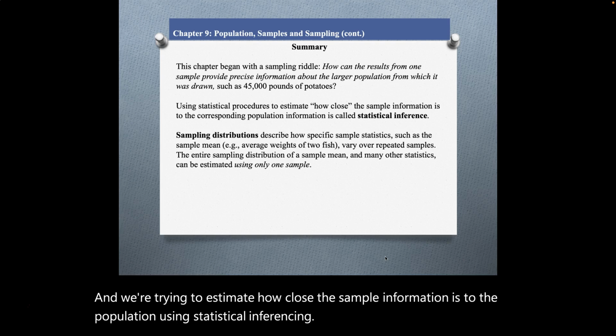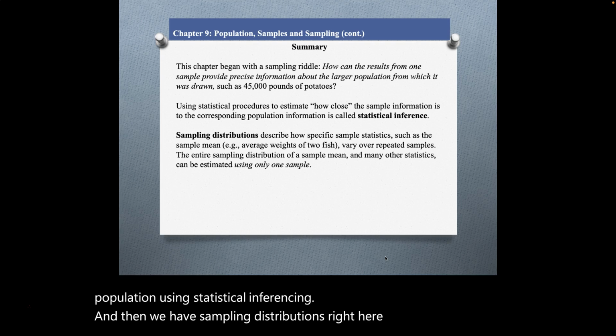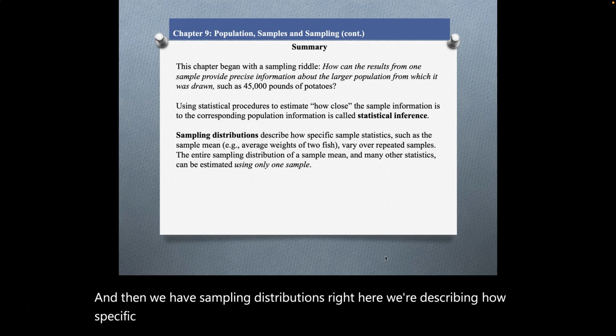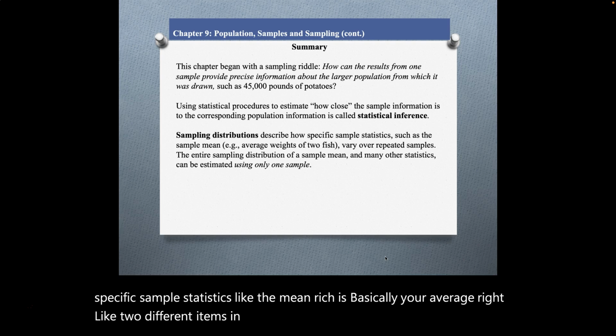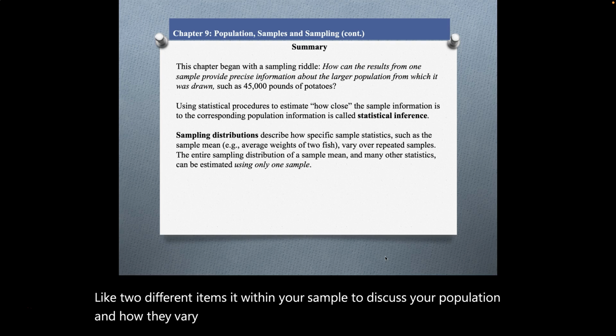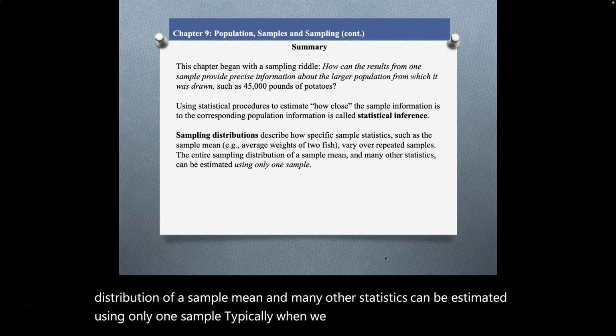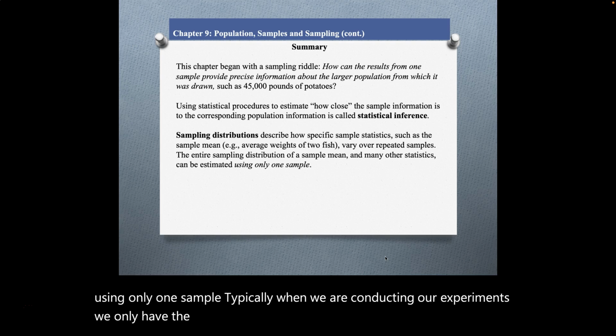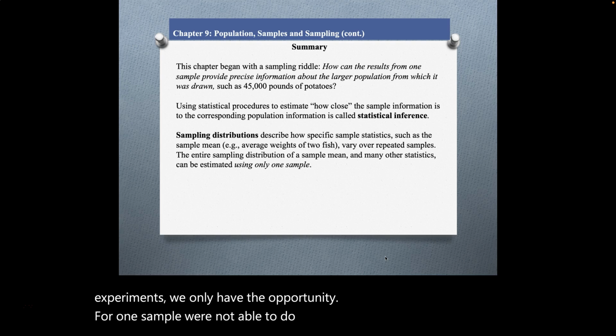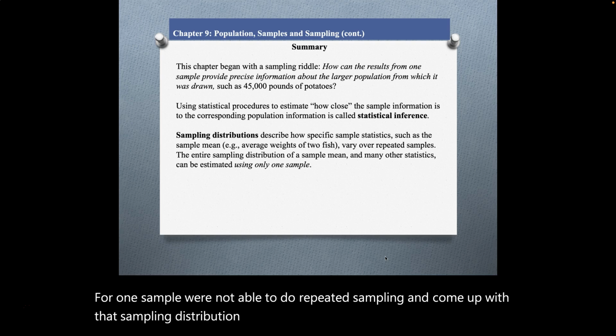And then we have sampling distributions, right? And here we're describing how specific sample statistics, like the mean, which is basically your average, of the items within your sample, can be used to discuss your population, and how they vary over repeated samples. So the entire sampling distribution of a sample mean and many other statistics can be estimated using only one sample. Typically, when we are conducting our experiments, we only have the opportunity for one sample. We're not able to do repeated sampling and come up with that sampling distribution. So that's where we use our statistical inference to draw upon those.